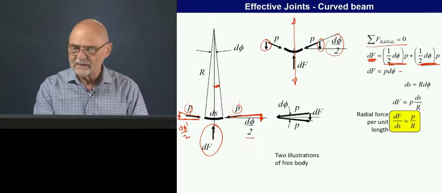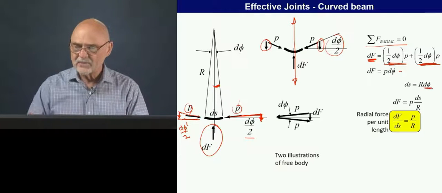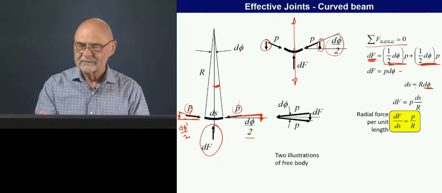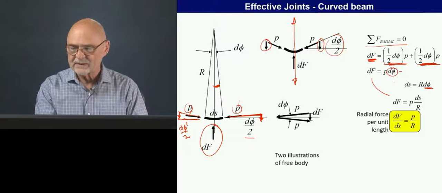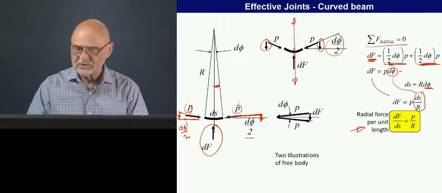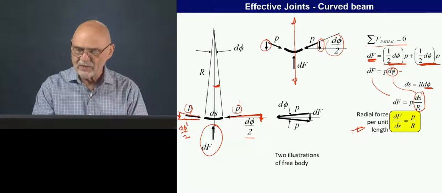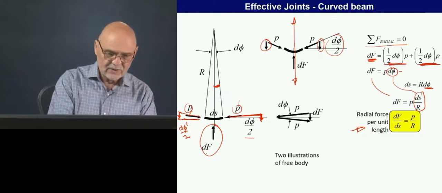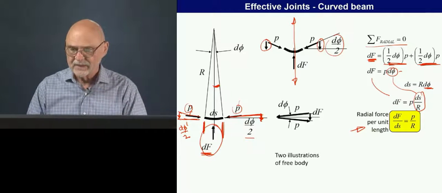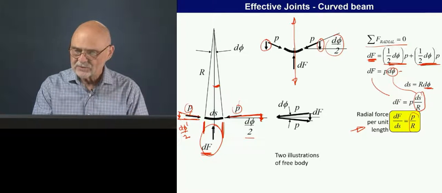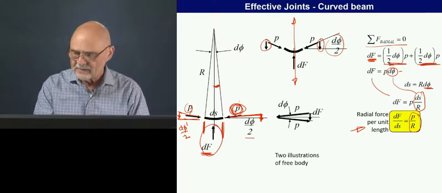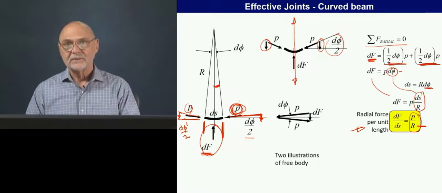But we know that d phi we can get rid of. That's going to be ds over r. So we just replace this with ds over r. And then we get this final relationship, which is the radial force per unit of length. So here's a df, here's a little unit of length that it's being applied to, equals this compressive load, P, divided by the radius of curvature.